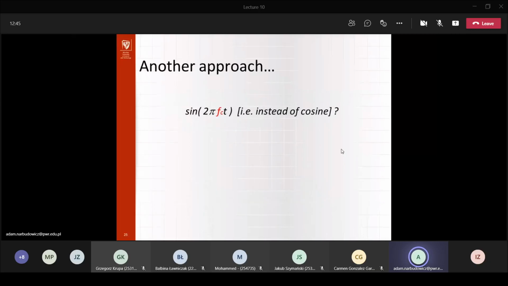Another thing I wanted to consider here is that so far, in all the equations, we used cosine for modulation, and demodulating with cosine, which means we assume all the signals are always coherent, always in phase, right? The question would be, what would happen if instead of using cosine, we would use sine for demodulation?